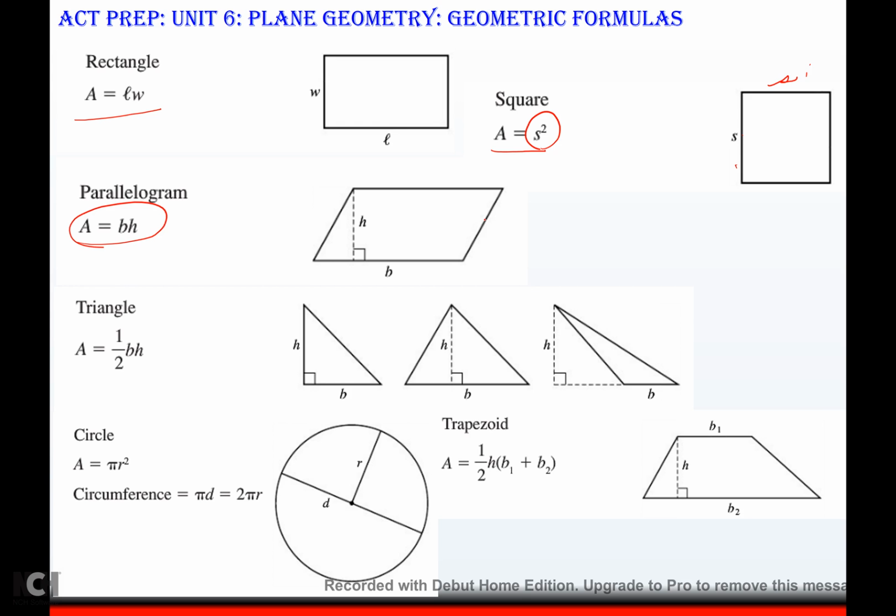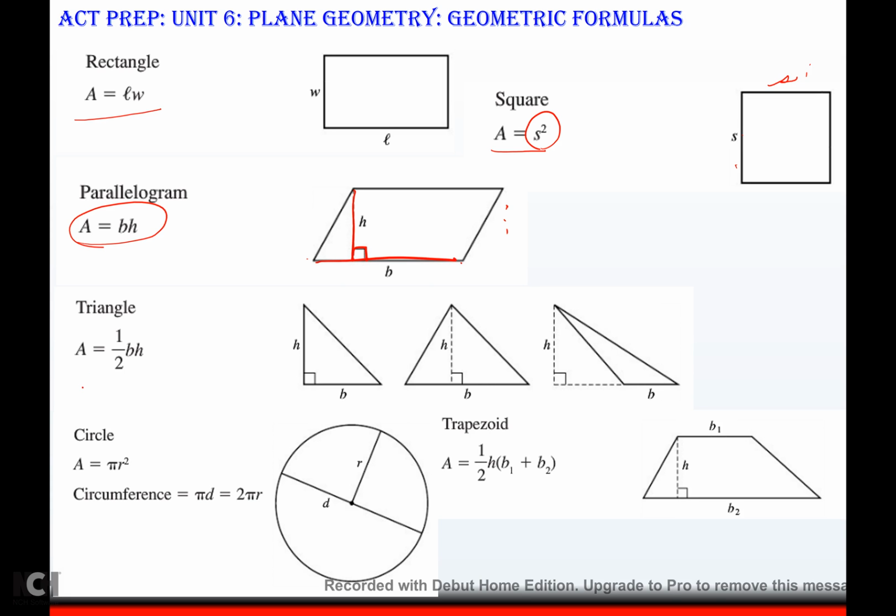The thing is, this is not your height. If this is what you're calling your base, then the definition of a height is it has to be the perpendicular distance from a base to an opposite vertex. So this distance would be your height. You could also say it's this distance, or this distance if you dropped it outside. Just make sure you don't call this the base and this the height. That's wrong. Your height has to be that perpendicular distance to the base.